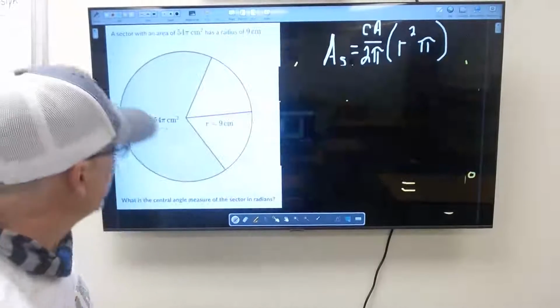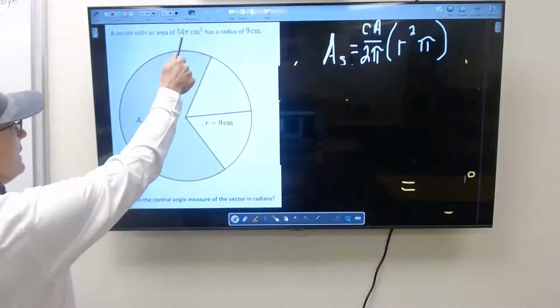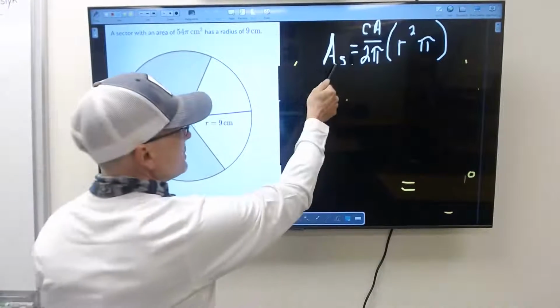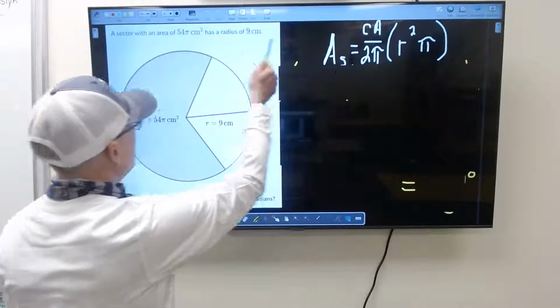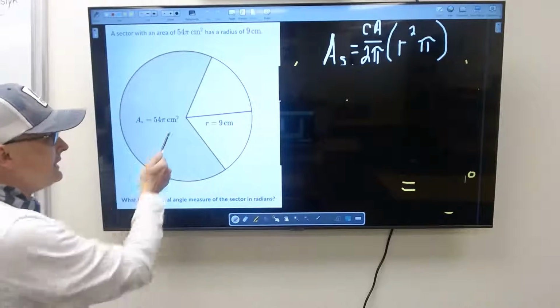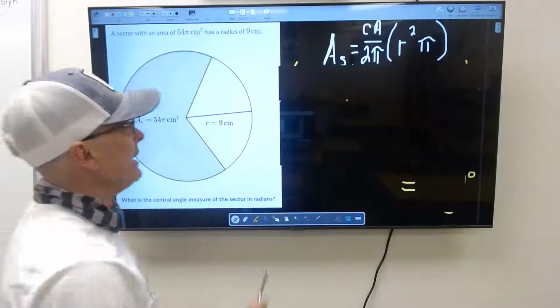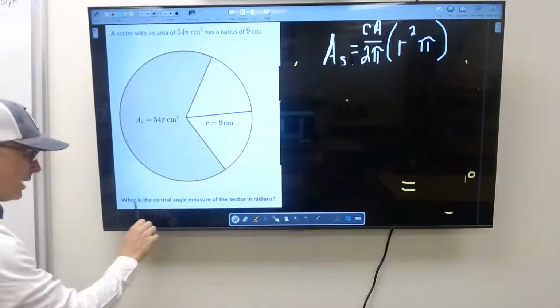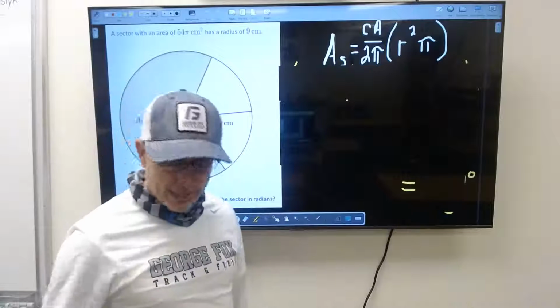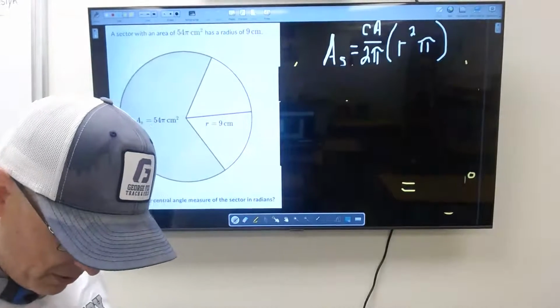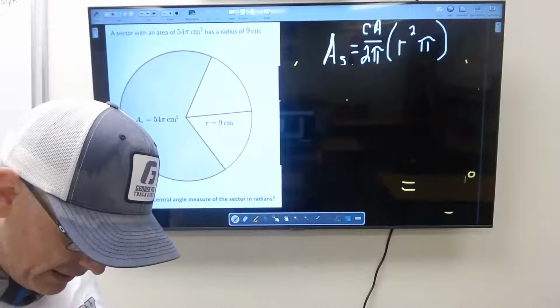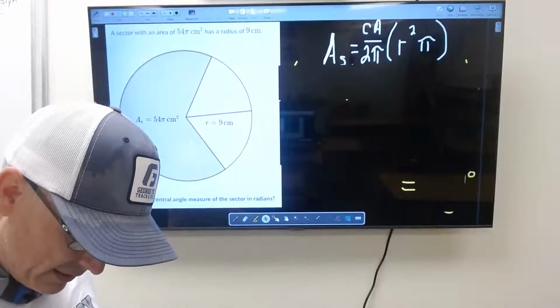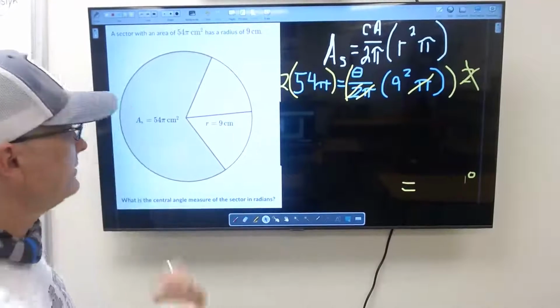Final one. Okay, they've given us already the area. So instead of the area of the sector, I'm going to put 54 pi centimeters squared. We've got the radius, so what we're trying to find is the central angle. What is the central angle, in radians? The first thing we do is set everything up and plug everything in.